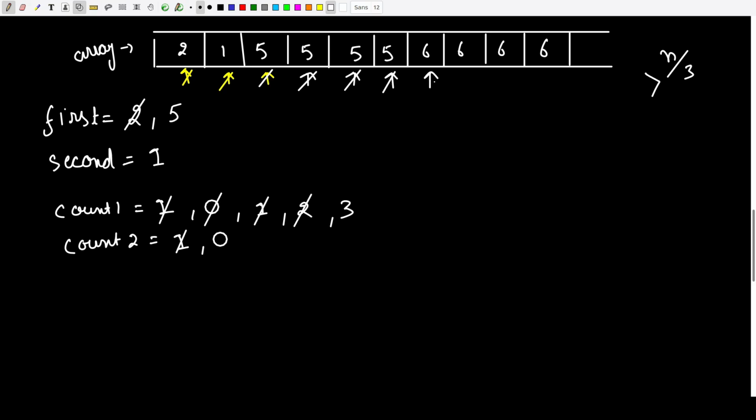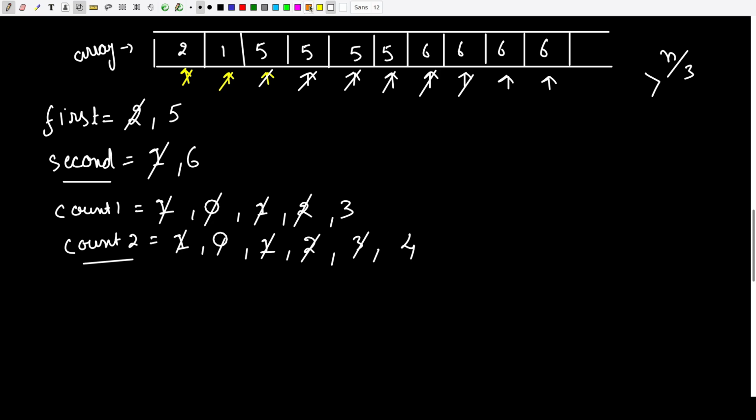The next element is 6. As we can see, 6 is not equal to 5 and the count of the second element is equal to 0, because of which we are going to update second to 6 and increase count by 1. So count 2 becomes equal to 1. The next element again is 6, so we increase count 2 by 1. This repeats for each of the next 6s, and we increase the count by 1 each time.